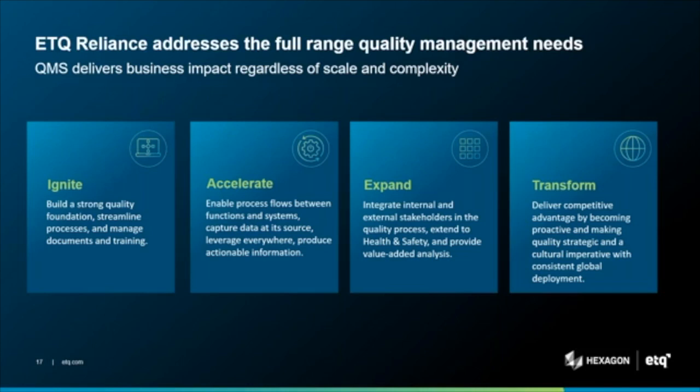The Transform phase of the journey is almost a state of mind, honestly. It's the point where you are now using quality proactively to help create a competitive advantage. Quality has become a strategic element of your company plan. It's a cultural imperative at that point, and it's deployed globally. And when I say globally, that can be around the world or just across your organization, whether it's local or not. At that point, you're leveraging quality to clearly bring a business advantage to your organization.